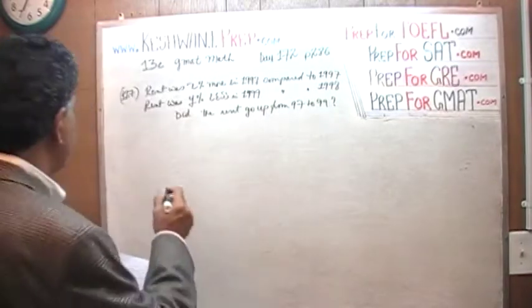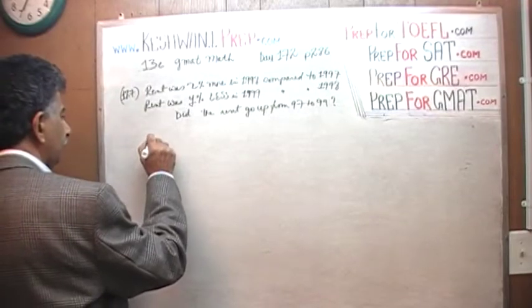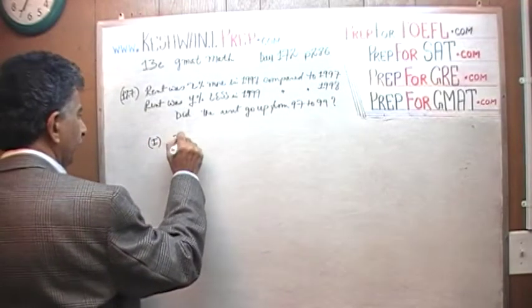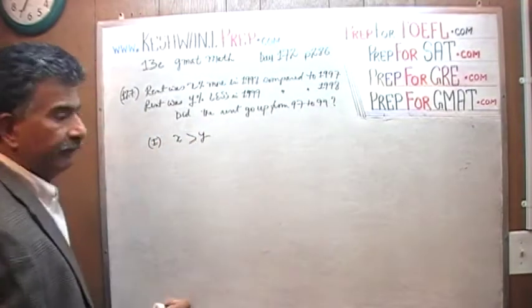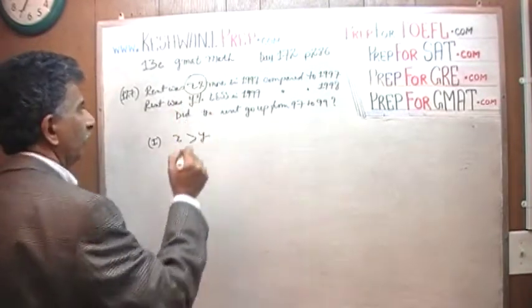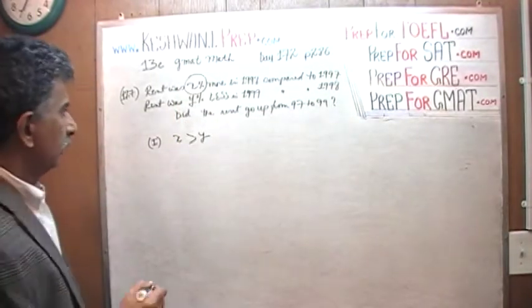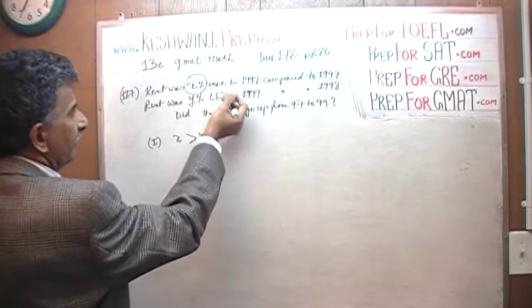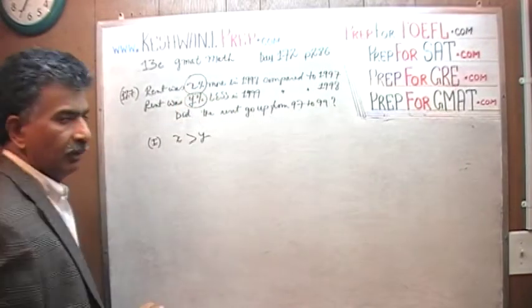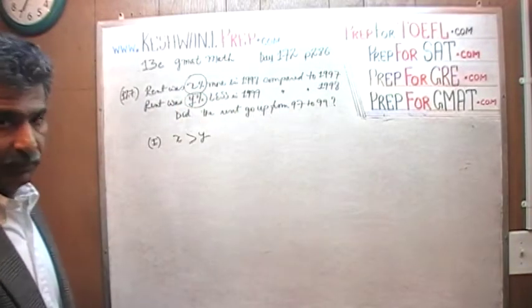In the first statement they tell us that X is more than Y. In other words, this percentage amount of increase is more than the percentage drop in Y. Let's find out what that actually tells us.